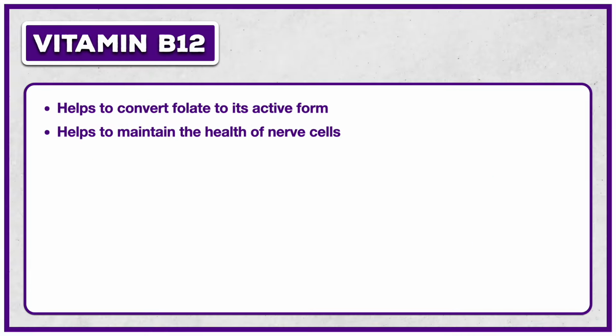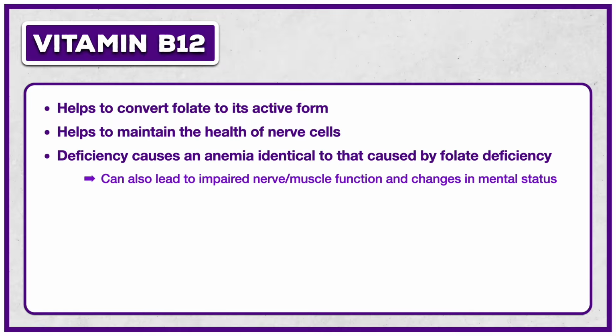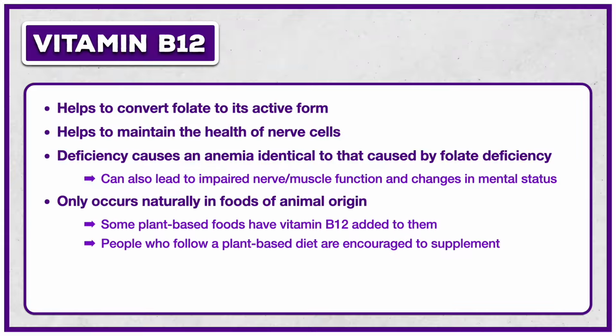Vitamin B12 will forever be connected to folate because it helps to convert folate to its active form. However, it also helps to maintain the health of nerve cells. Vitamin B12 deficiency causes an anemia identical to that caused by folate deficiency. Yet, because of its role in nerve cells, it can also lead to impaired nerve and muscle function and changes in mental status. Vitamin B12 only occurs naturally in foods of animal origin.